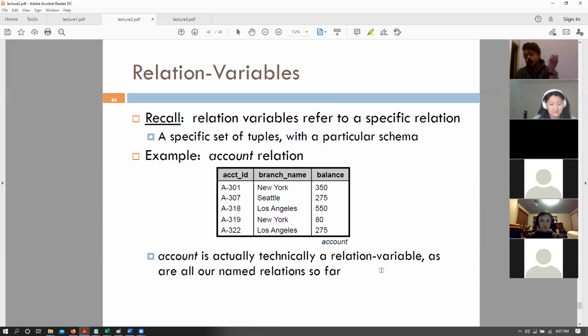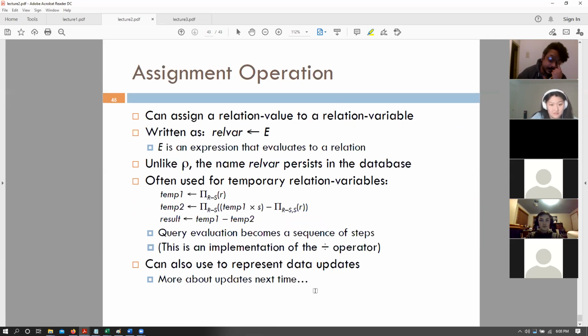Relation variables. So remember we talked about rename operations, that was rho. And we said that renaming a particular variable does not create a new variable for you. It just renames it for future use, right? So we also have the ability to actually create relation variables if we want to, and we are going to call that the assignment operation. An assignment operation is quite simple. We are creating a new variable relvar here. We have this left arrow and E. So essentially we are assigning the values of E to a new variable relvar.